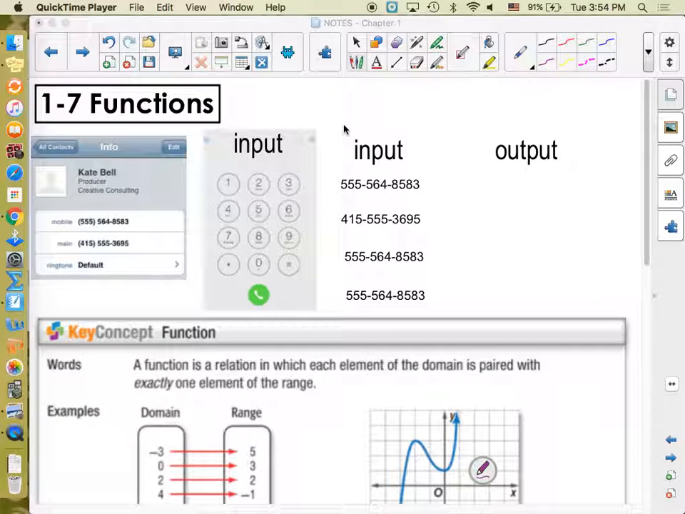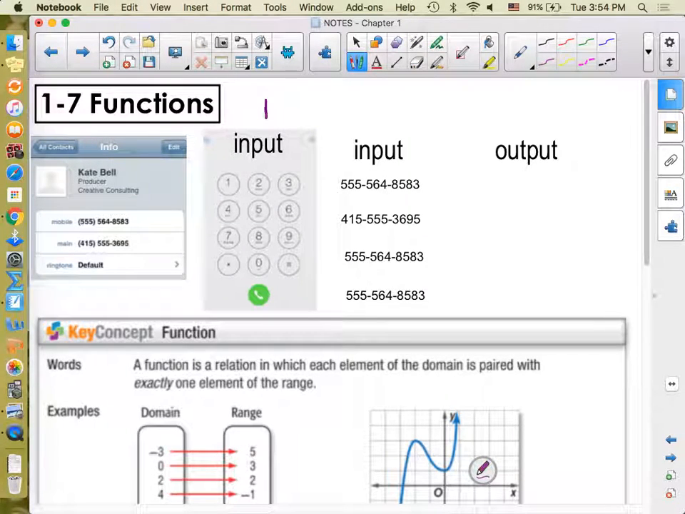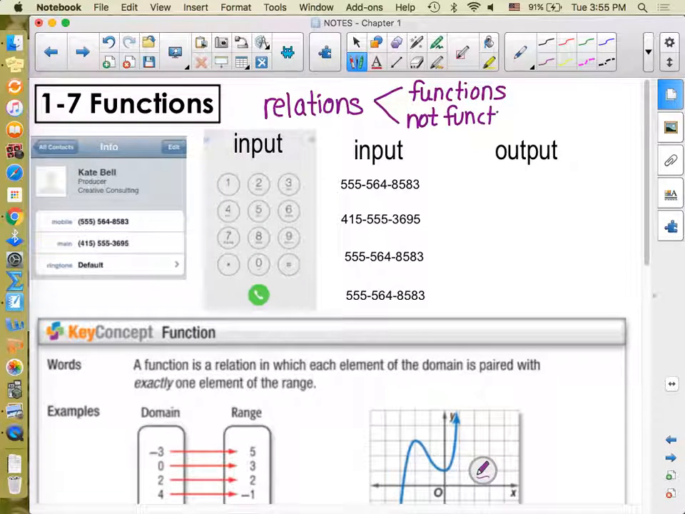In 1-7, we're going to start talking about the difference between two different groups of relations. Relations, which we looked at yesterday, are anytime we have two quantities related to each other. Today, relations are going to be broken down into two groups: groups that fall into a category we call functions, so relations that happen in a certain way, and groups that don't meet that standard and are separated into ones that are not functions.